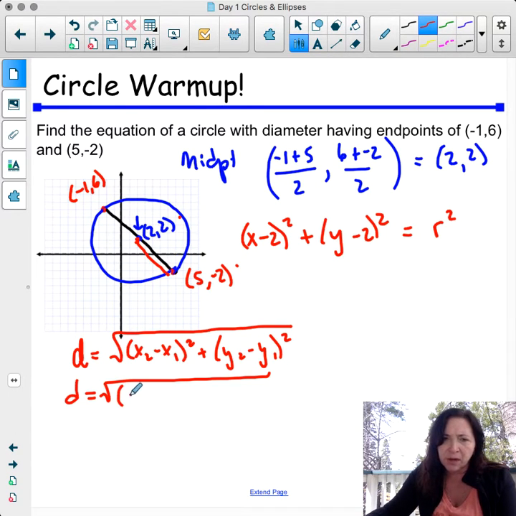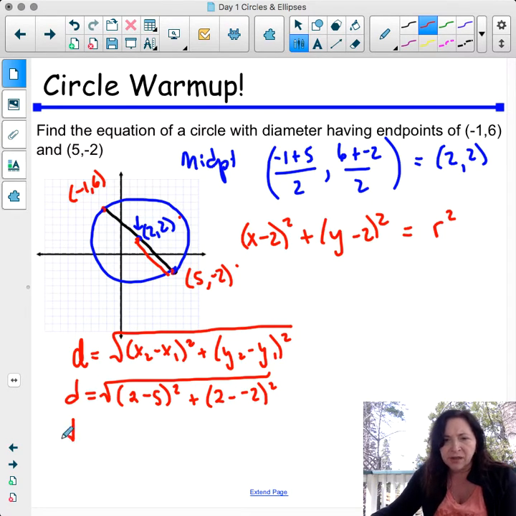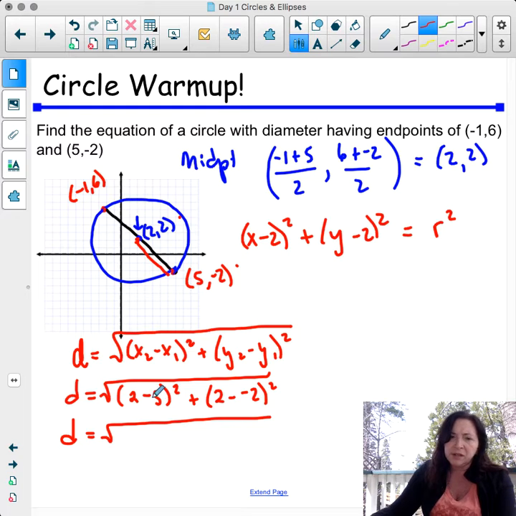So I'm going to go 2 minus 5 quantity squared plus 2 minus negative 2, and that's quantity squared. So my distance is going to equal 2 minus 5, which is negative 3, but negative 3 quantity squared. Remember, that's a negative 3 in a parenthesis, which is negative 3 times negative 3, so that's positive 9. And then 2, this becomes plus, that's 4. 4 quantity squared is 16.